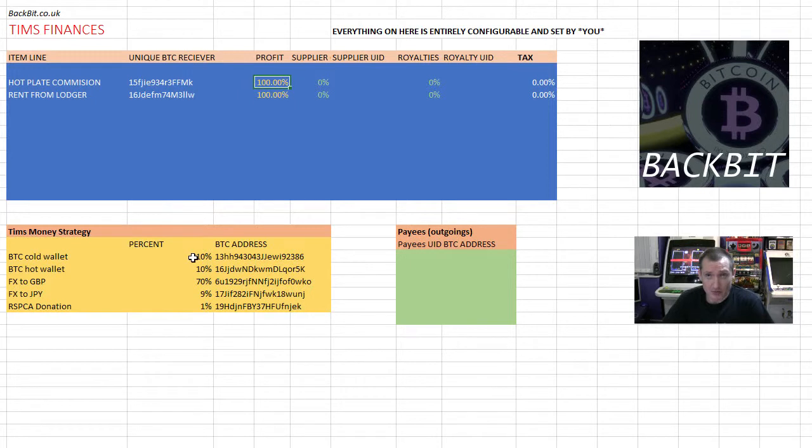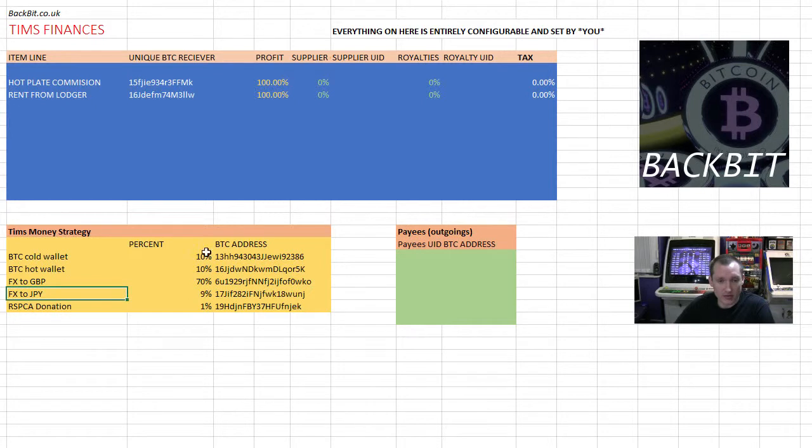Cold wallet, 10%. So that's an offline wallet, nice and secure. Hot wallet could be on a phone, could be on a desktop PC. 10% of his Bitcoin. So these are just shunting Bitcoins through to different addresses. This is a little better. This is an instant exchange to Great British Pounds. So this address here is unique to that, BackBit has processed this for him. 100% there, 70% there. So 70% of that money coming in from that BTC address goes to Great British Pounds.